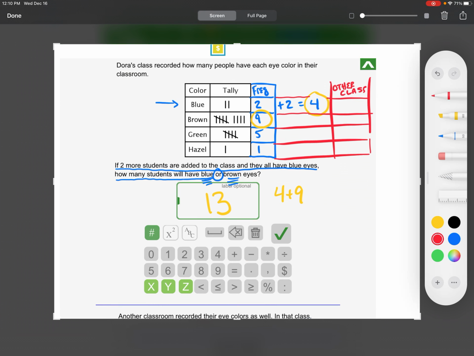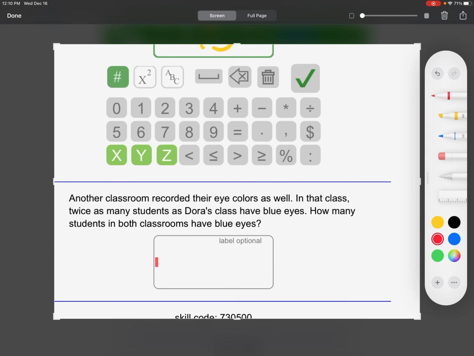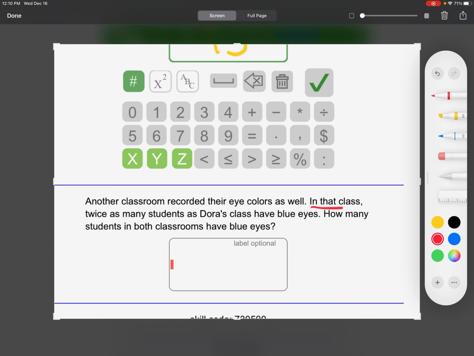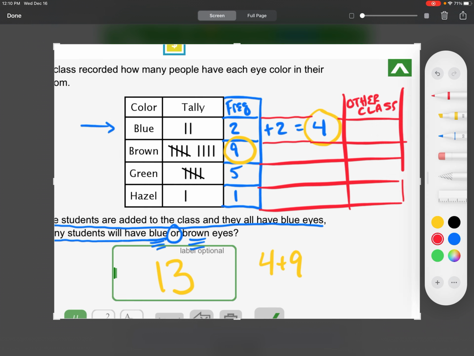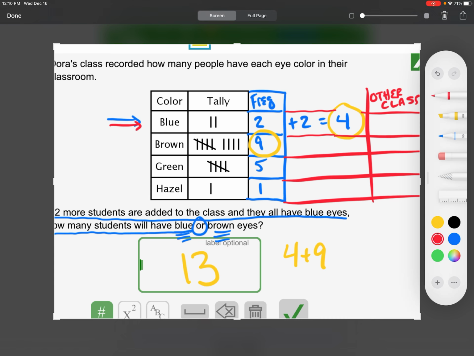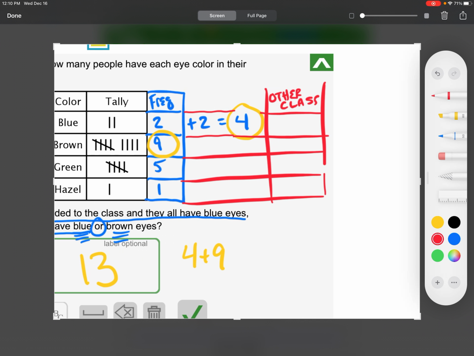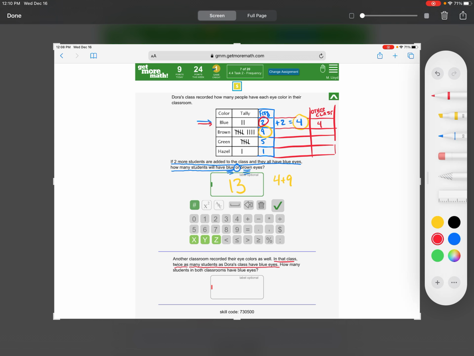All right, so let's deal with the other class. In that class, twice as many students as Dora's have blue eyes. Twice means times 2. So we're still dealing with blue eyes here. Twice as many, so 2 times 2 is 4. It so happens to match this number. That's just dumb luck. It's not a rule or anything, that's just lucky.